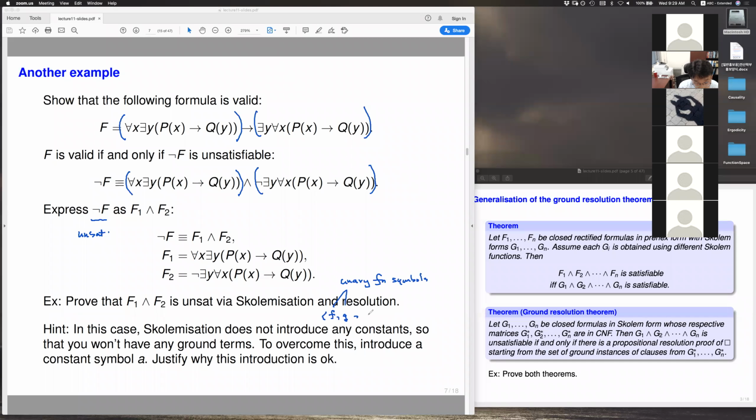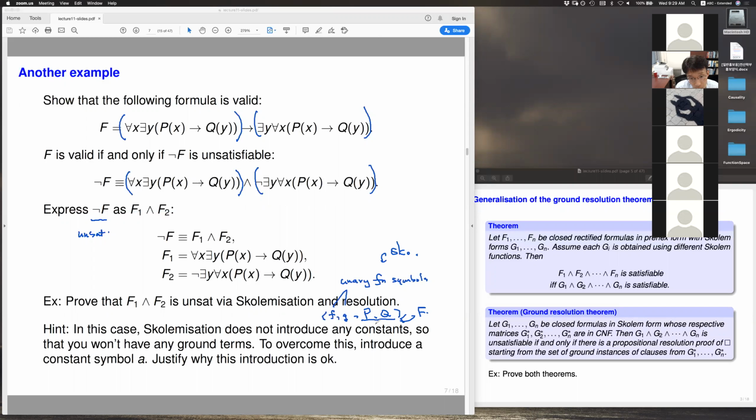And then we have two unary predicates P and Q. They are coming from here. These are coming from Skolemization. And this P and Q are already in the problem, so they are in formula F. But in this case, because we don't have any constant, the Herbrand universe will be an empty set.